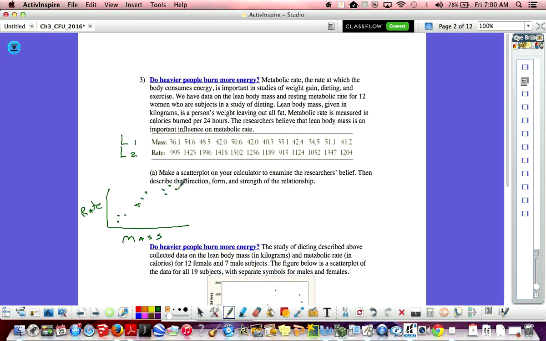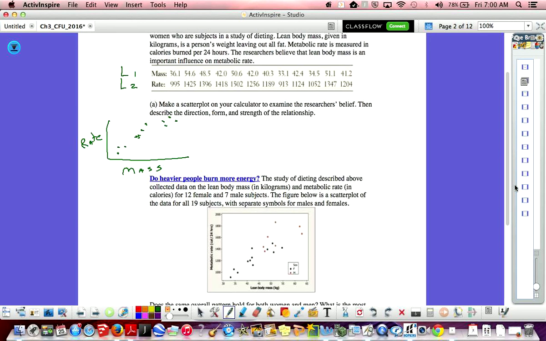Right? So what's nice is it asks us in this question to describe the direction, form, and strength of the relationship. So again, what do we have going on here? Well, it looks like a pretty strong positive linear association between the metabolic rate and the lean body mass. Okay? So let's write that.